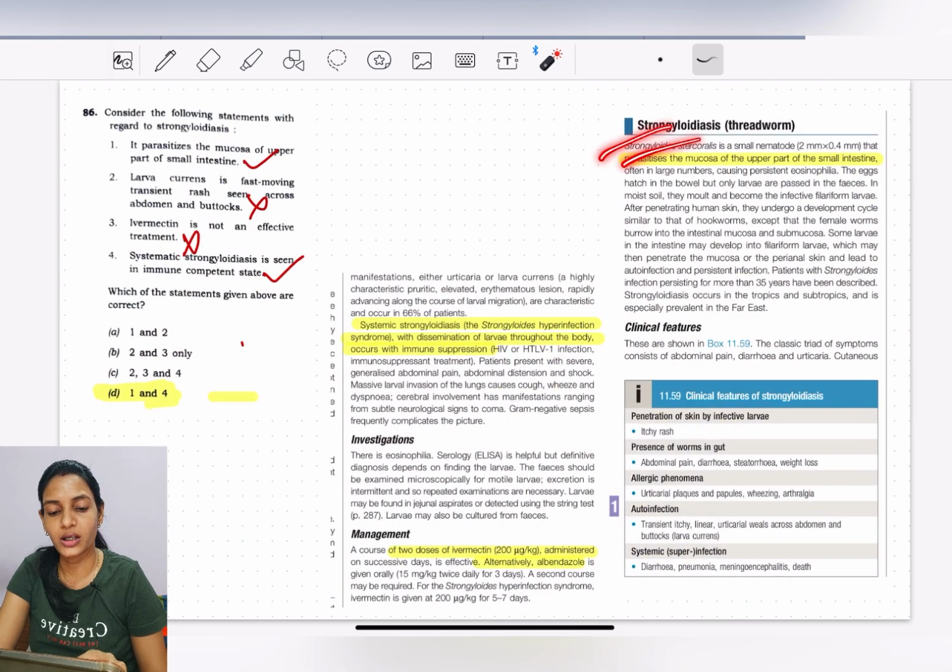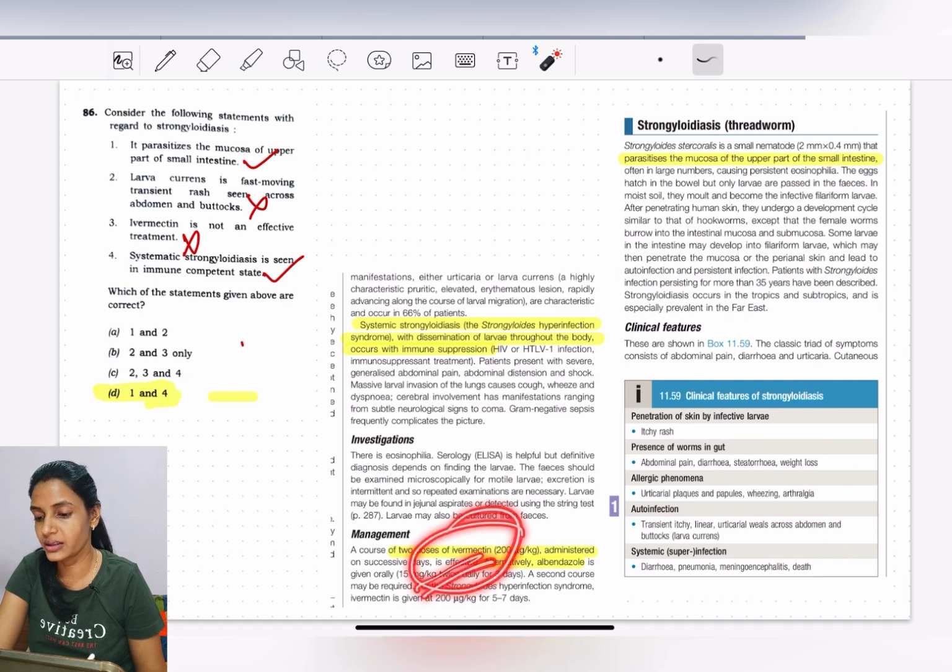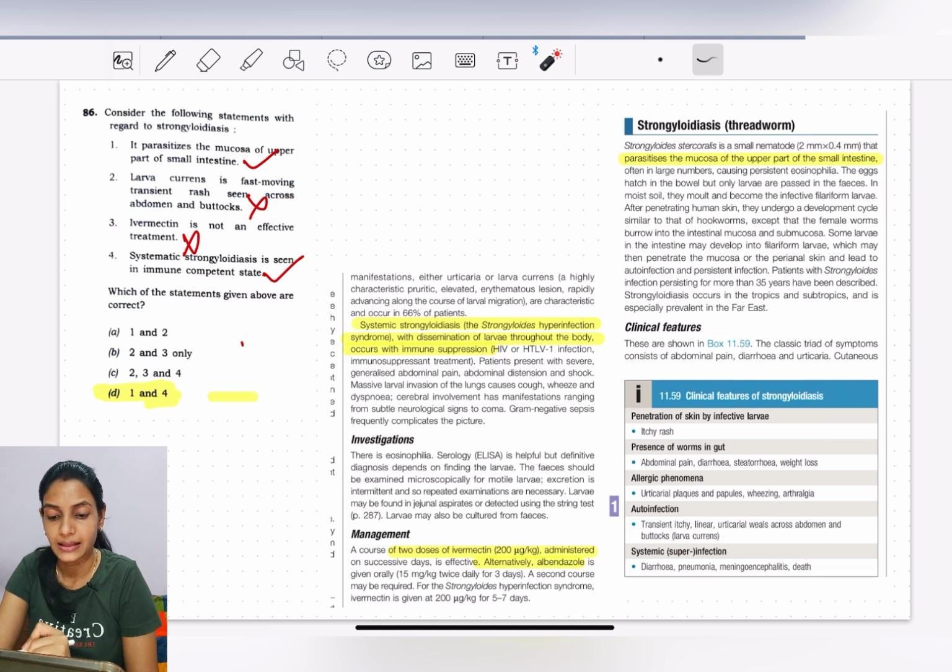Next they are talking about strongyloidiasis, that is threadworm. So Strongyloides stercoralis is a small nematode that parasitizes the mucosa of the upper part of small intestine, and systemic strongyloides with dissemination of larva throughout the body occurs with immune suppression. 2 doses of ivermectin should be administered. Alternatively we can use albendazole also. So they are saying it parasitizes the mucosa, that's true, and systemic is seen in immune competent. Ivermectin is not an effective treatment, that's wrong. Ivermectin is given, and larva currens is a fast moving transient rash seen across abdomen and buttock, that's wrong.